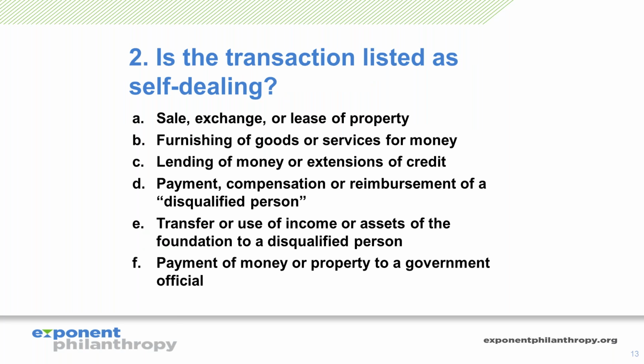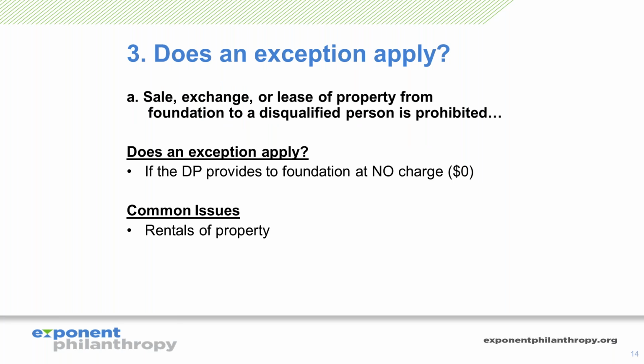The second is the transaction listed as a self-dealing. And these are all these six categories of transactions that potentially involve self-dealing. And we'll go through each one of these. So the first one, sale or exchange or lease of property. And within each category, I'll talk about some of the common issues that arise within each category.